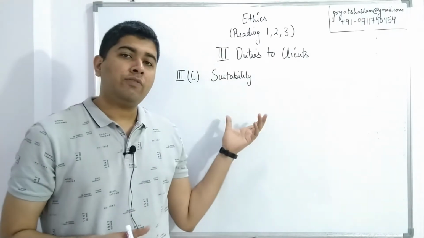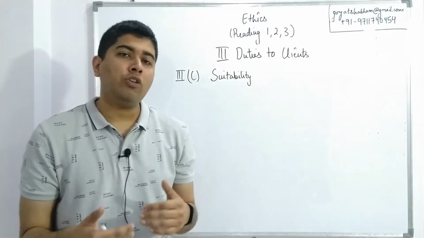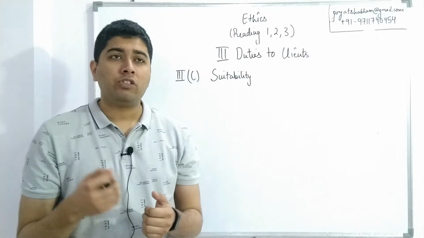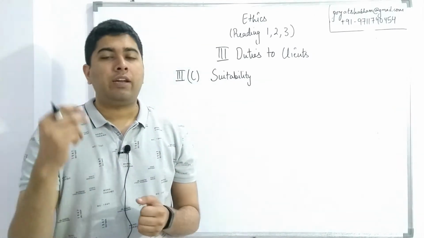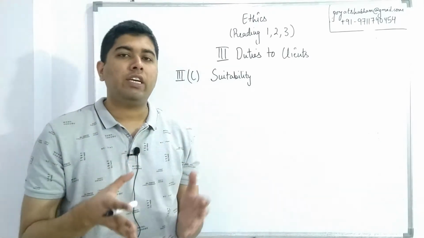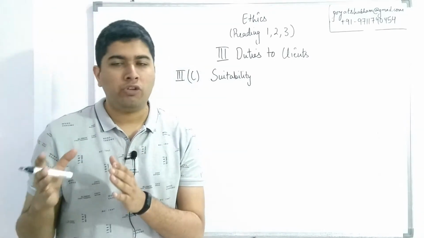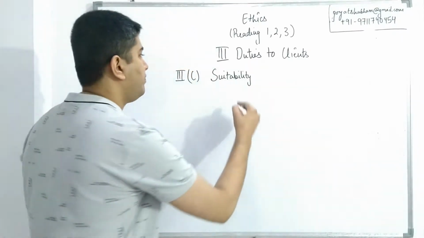So the details of the standard are split into two parts, which is basically how your relation can be with the client. Generally, our professional relation with the client can be categorized in two ways. One is the advisory relation, and the other is the relation as a portfolio manager. So let's discuss the advisory relation first.